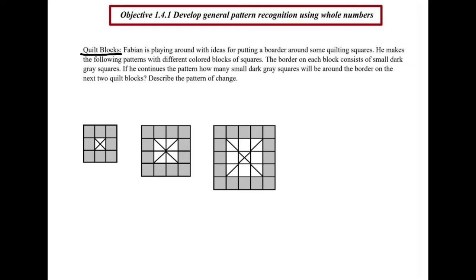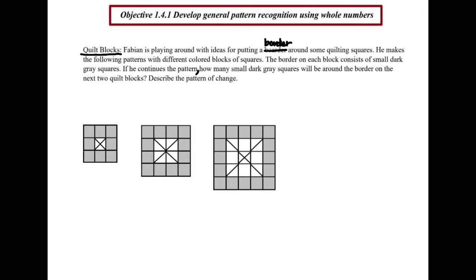So Fabian is playing around with ideas for putting a border, and that's misspelled, so a border around some quilting squares. He makes the following patterns with different colored blocks of squares. The border of each block consists of small dark gray squares. If he continues the pattern, how many small dark gray squares will be around the border on the next two quilt blocks? Describe the pattern of change.